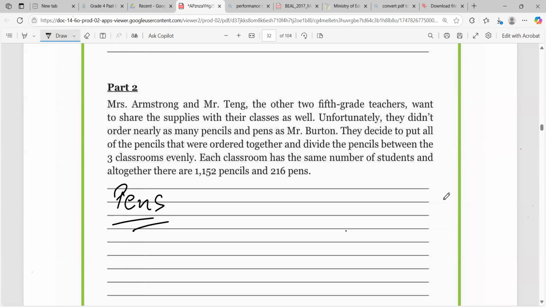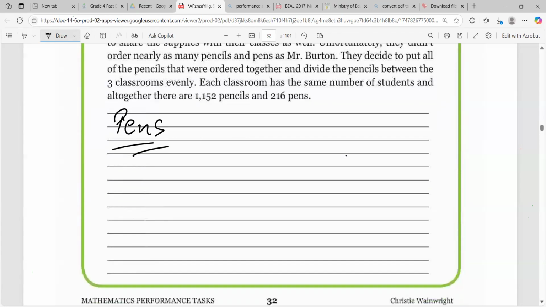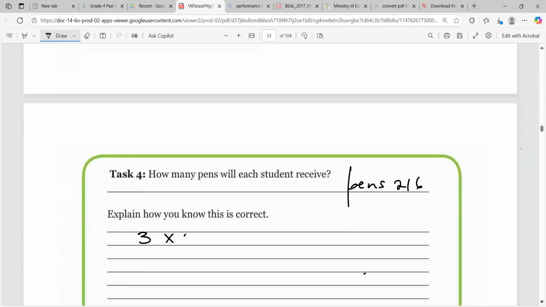and altogether there are 1,152 pencils and 216 pens. So in Mr. Teng, was it Mr. Teng? Yeah, you have Mr. Teng class, right? He has the same number of students that was in the class. Mrs. I don't remember what the Mrs. was, but she also has 32.